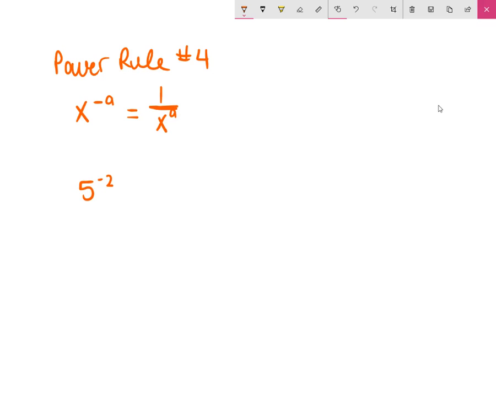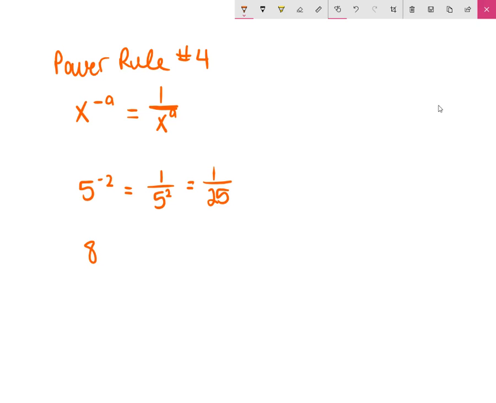5 to negative 2. 5 to the negative 2, we're going to rewrite it as 1 over 5 to the second power, positive. We can reduce this or simplify it by writing 5 to the second power as 25. So the final answer is 1 over 25. Let's do another one.